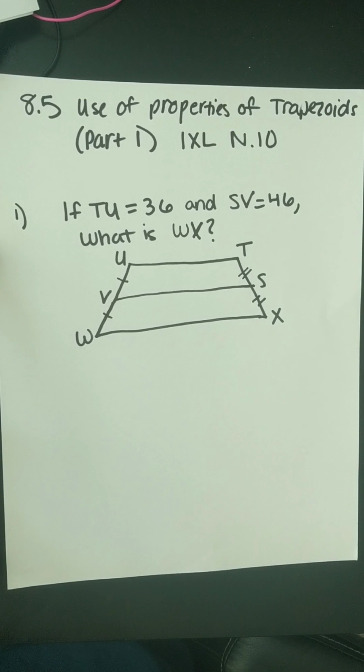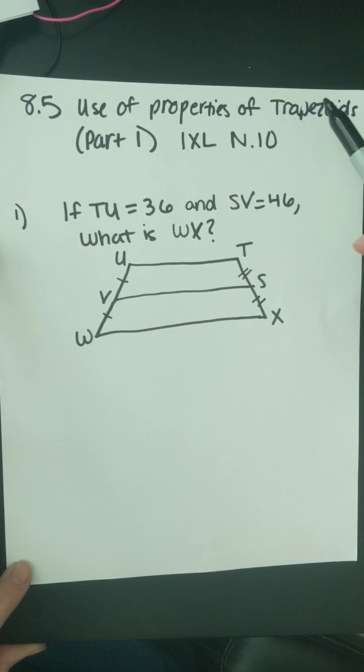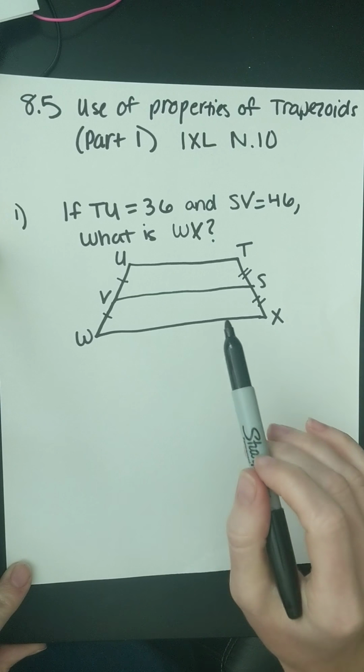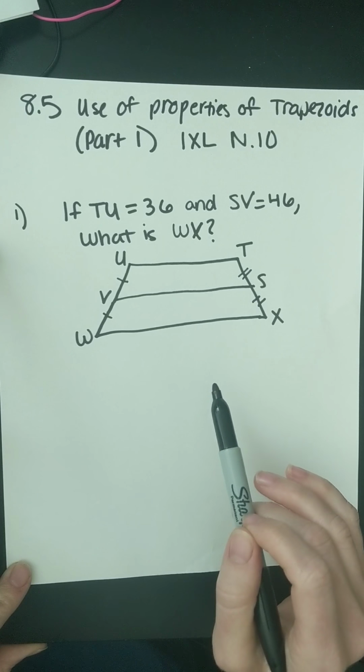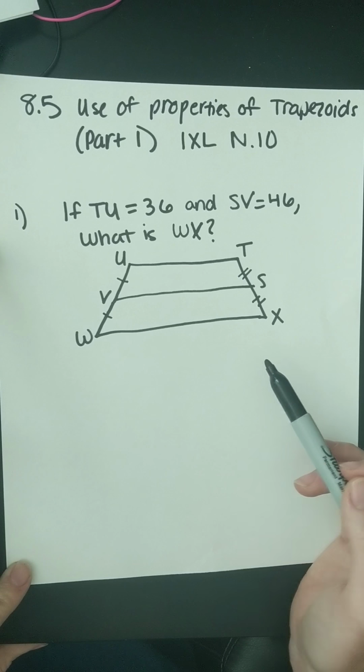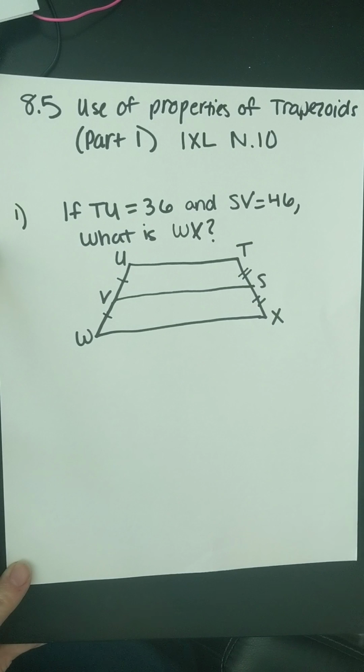Okay, today we are going over 8.5, use properties of trapezoids, and this is the first part, so we're just doing trapezoids. Second part, we'll do kites. We are going to go over 2 practice problems, and you can find additional problems of these with the work all done out for you on Teams in the files section.